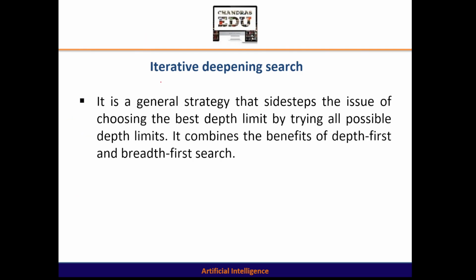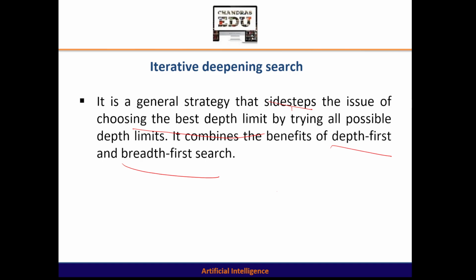Next we have iterative deepening search. This is the strategy that side-steps the issue of choosing the best depth limit by trying all the possible depth limits. It combines the benefits of depth first search as well as breadth first search. Sometimes the solution may be very deep, and if we just search on the top, we can't get the solution. We need to go to that depth.